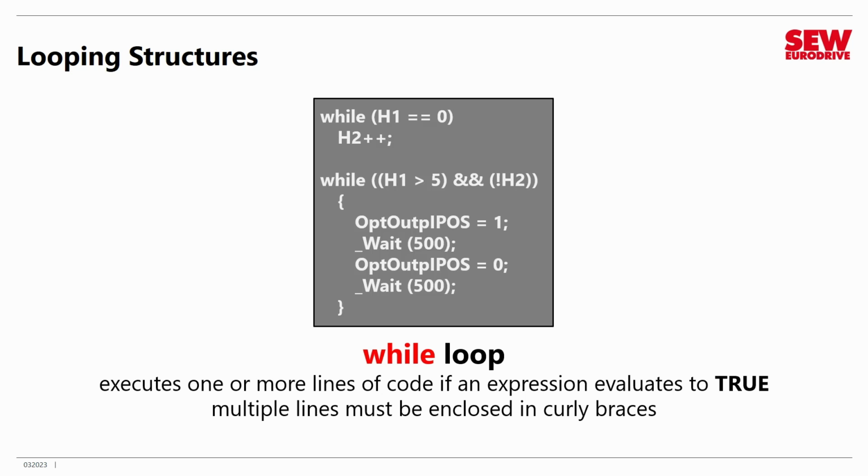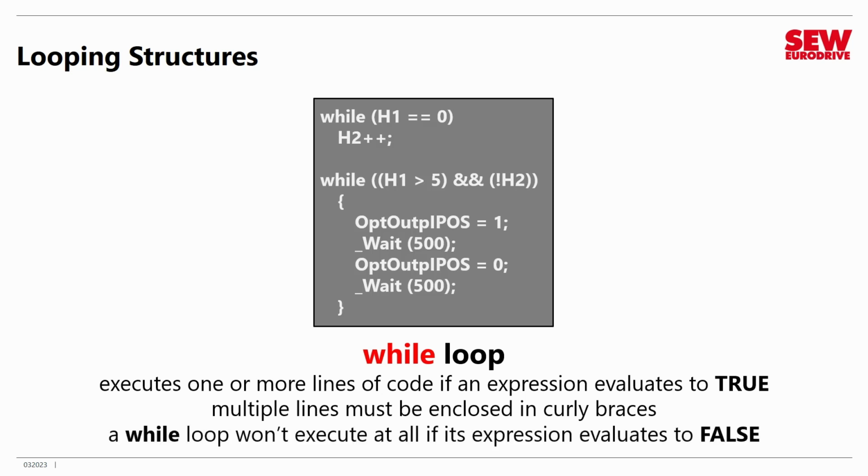Notice it has two conditions. It's checking to see if h1 is greater than 5 and not H2, or H2 is false. So both those conditions have to be true because it's an AND statement in order for that while loop to keep going. So if either H1 becomes less than 5 or equal to 5, or H2 ceases to be false and becomes true, then that loop is going to exit. But as long as those two conditions are met, it's going to keep executing those 4 lines of code.